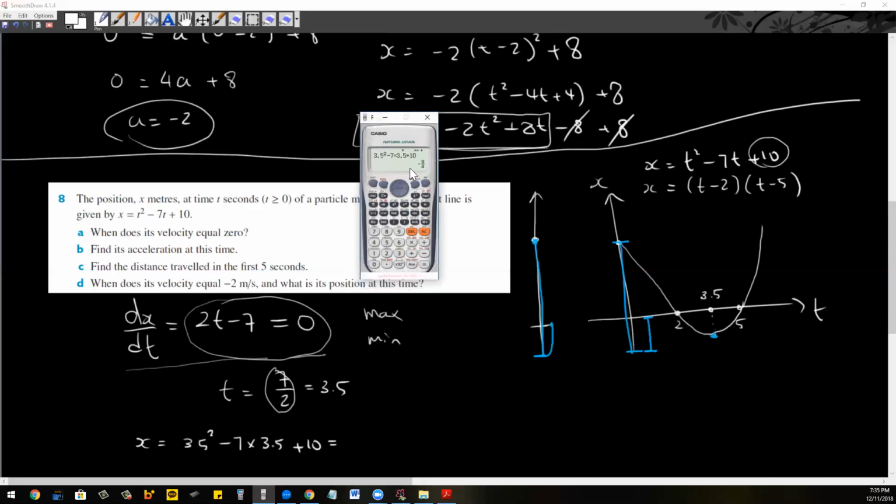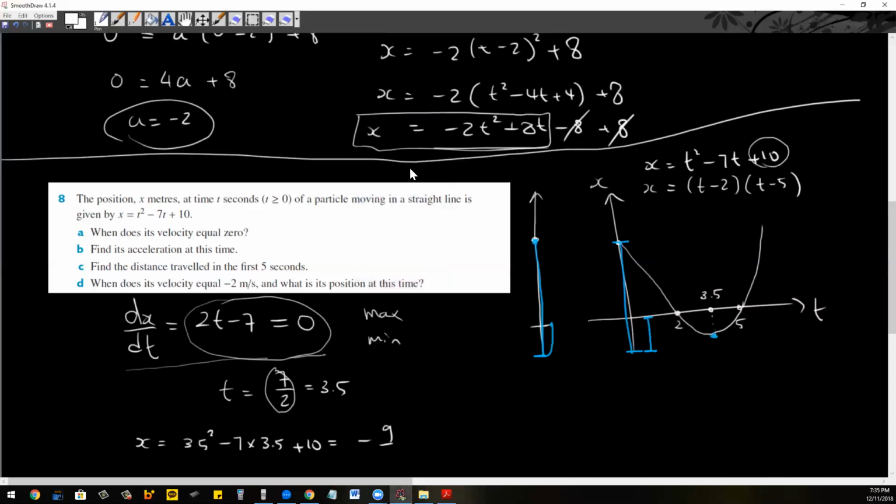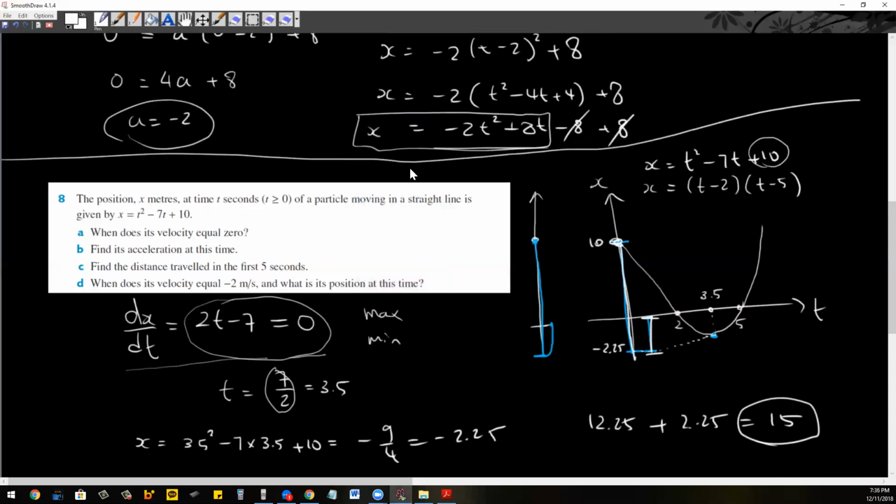3.5 squared minus 7 times 3.5 plus 10. Then you get negative 9 on 4. That's negative 2.25, right? So it means this position here is negative 2.25. This one is starting from 10, so that distance is 12.25, right? Plus that point, that value is 2.25 as well. The total distance is 15. So 12.25 plus 2.25, so it's 14.5, sorry. 14.5.